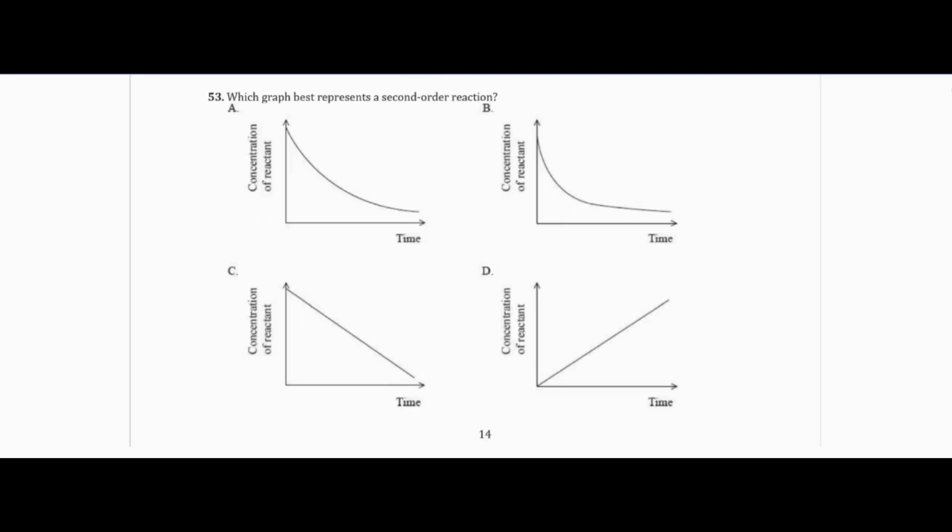53. Which graph best represents a second order reaction? And they all have the same axes. So that will be B. Now here you can see a clear difference of the gradients between what would be first order here and what is second order there. Of course, this is 0 and this should be labeled with rate and would be a first order reaction.